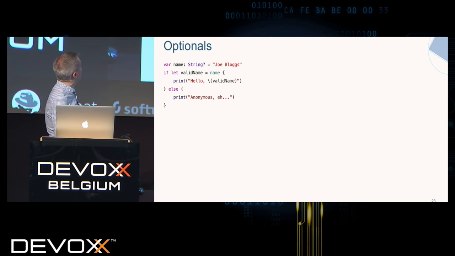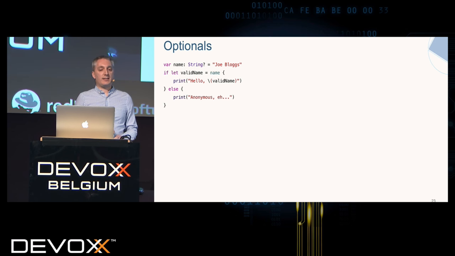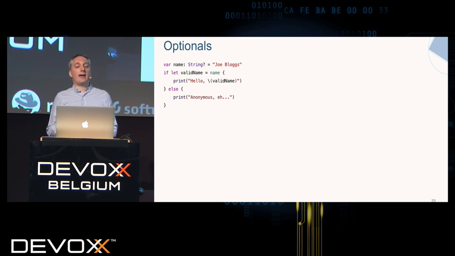So you can see I'm defining a variable called name, which is an optional string. So when it says string question mark, that means it's an optional string, which means that variable is allowed to be nil. And then the if let statement does an assignment, which basically says if name is not nil, then assign it to valid name, else we would print out anonymous. So that's known as optional unwrapping.